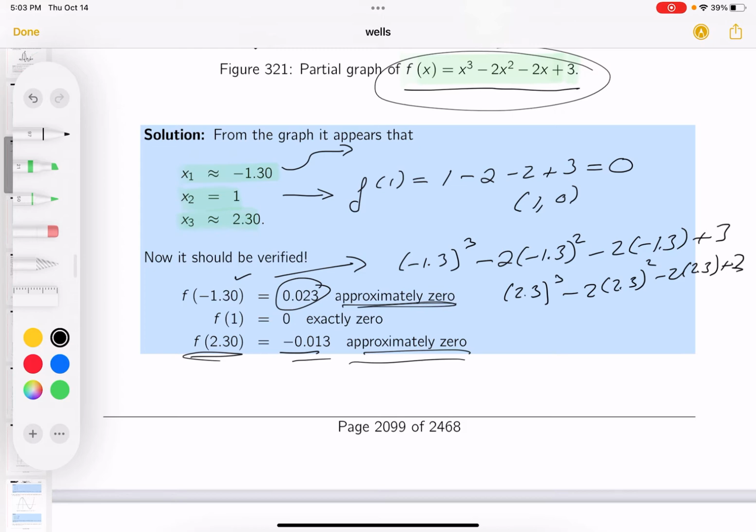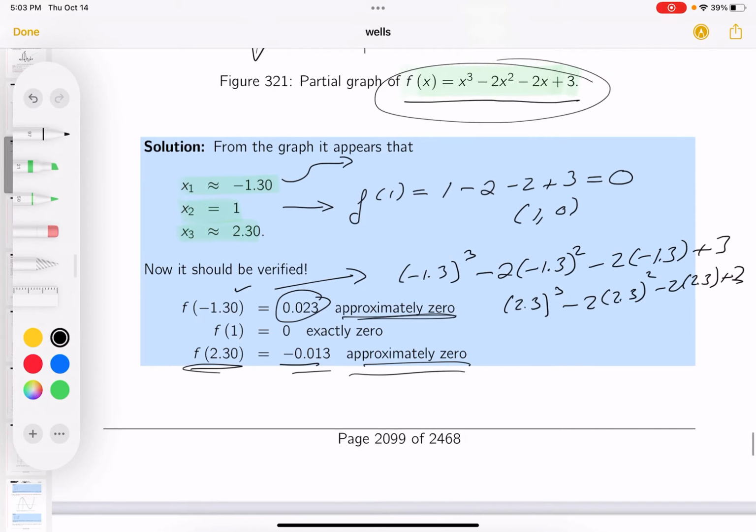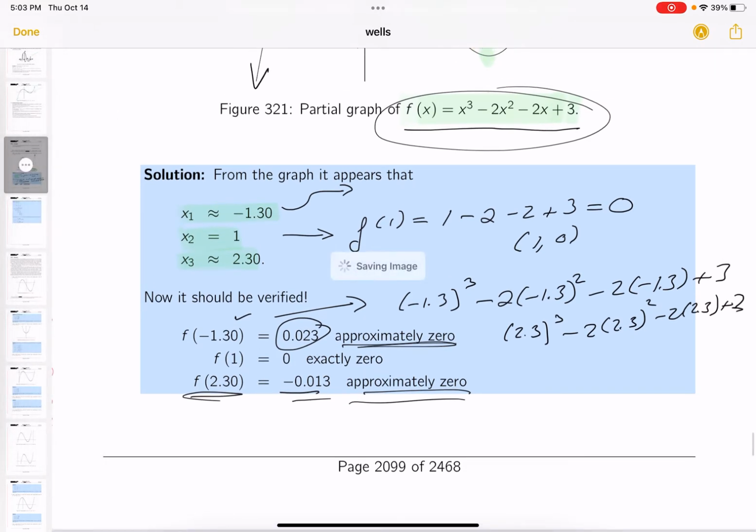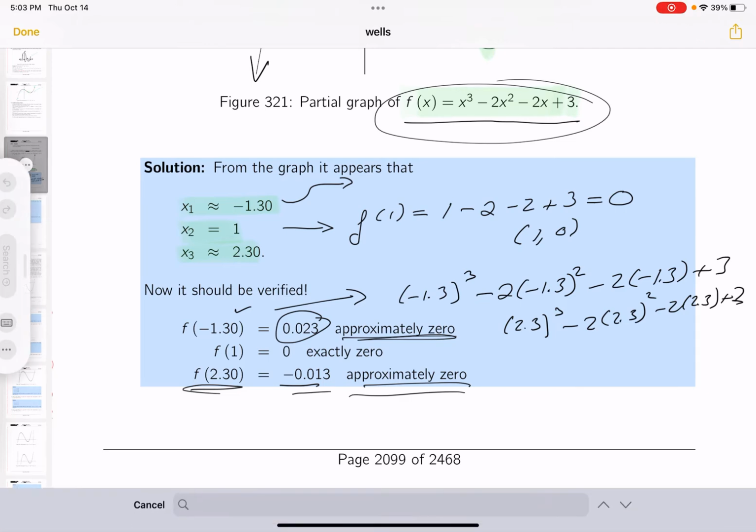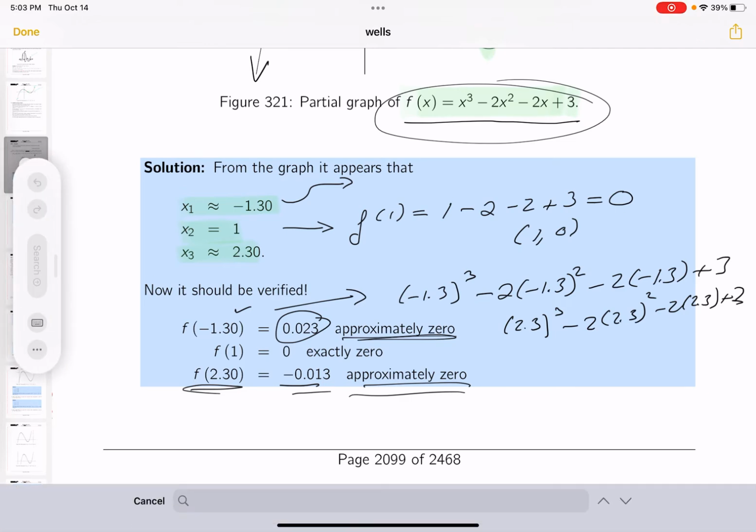What I'm claiming, though, is that I probably could find the other roots exactly. And I want to go through that with you. And the way we do that, let me get my eraser out. And I'll tell you why we can do it now. Just give me 1 second here.